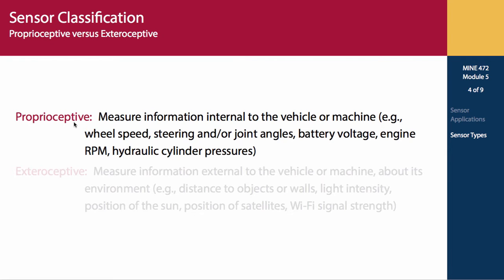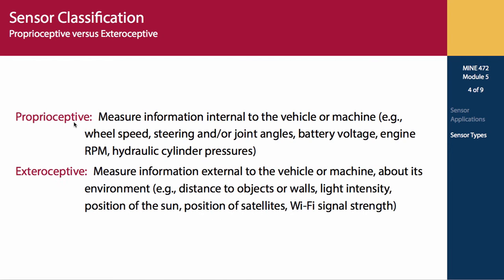Proprioceptive sensors are the kinds of sensors that we use to measure information that's internal to the vehicle or the machine. For example, you might be interested in measuring the wheel speed, the steering or joint angles, as we talked about on the previous slide, maybe the battery voltage or the engine RPM, hydraulic cylinder pressures, for example. Perhaps those things are related, that we need to know something about the engine RPM because those affect the pump that controls the hydraulics of the machine, and the hydraulics, of course, control the motion. So that's proprioceptive sensors, measuring information internal to the vehicle.